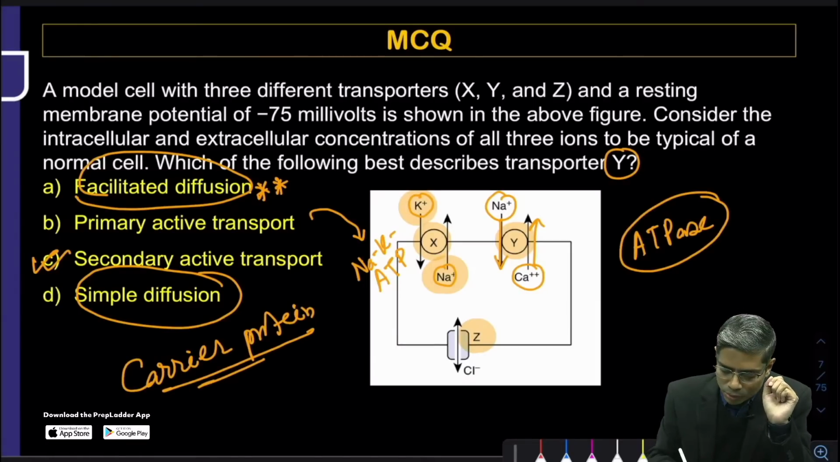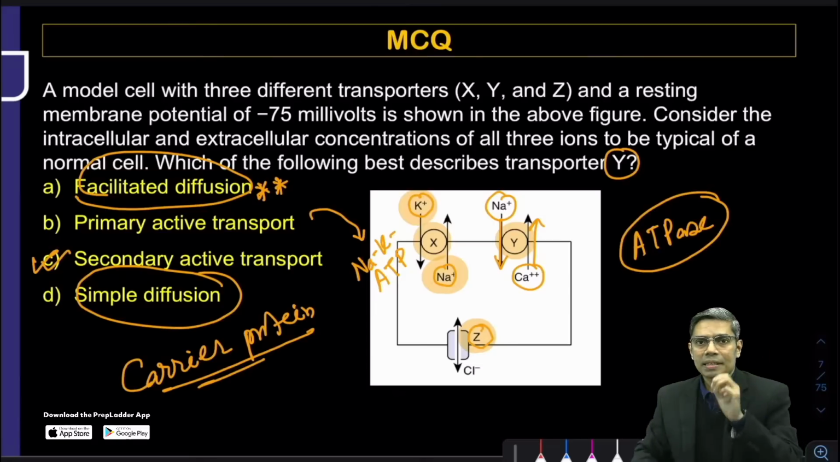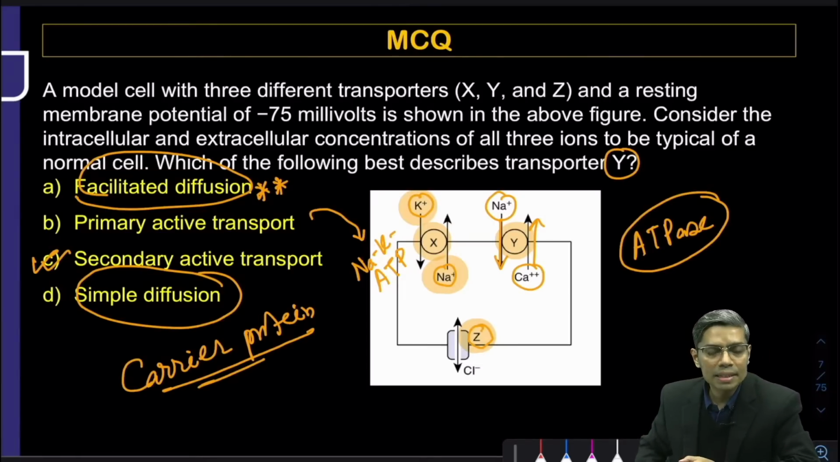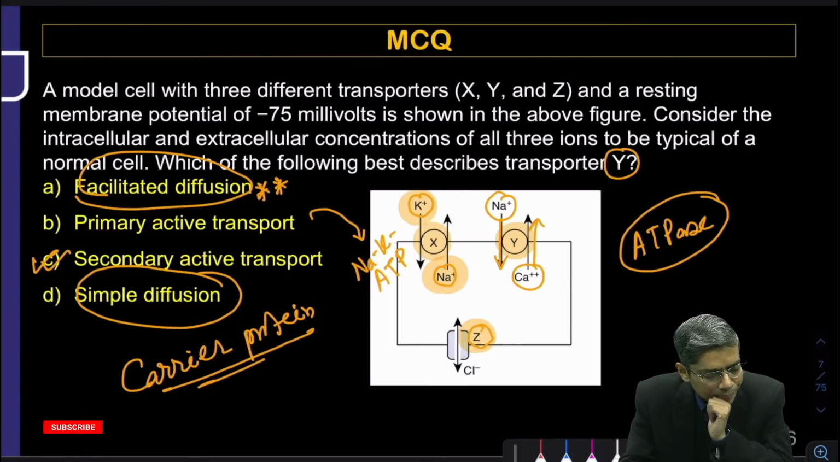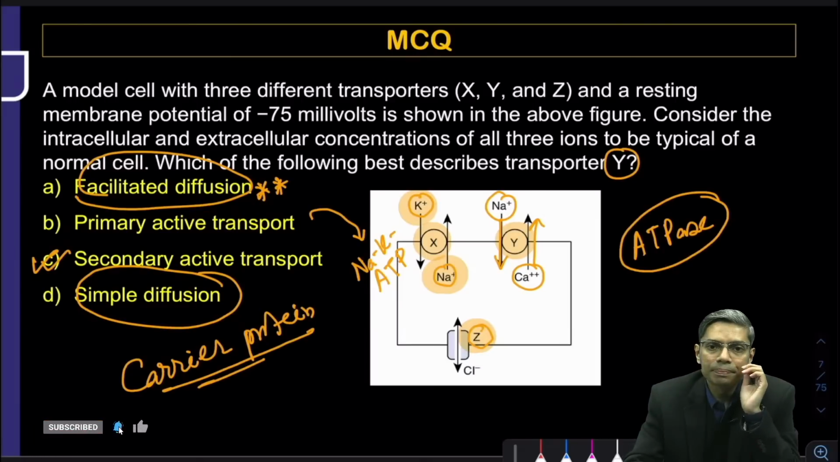But whenever you look at this Z here, what is Z? What do you think? If I ask, rather than Y, what is Z, then what will be your answer within this A, B, C, D? Yes, what will be Z?